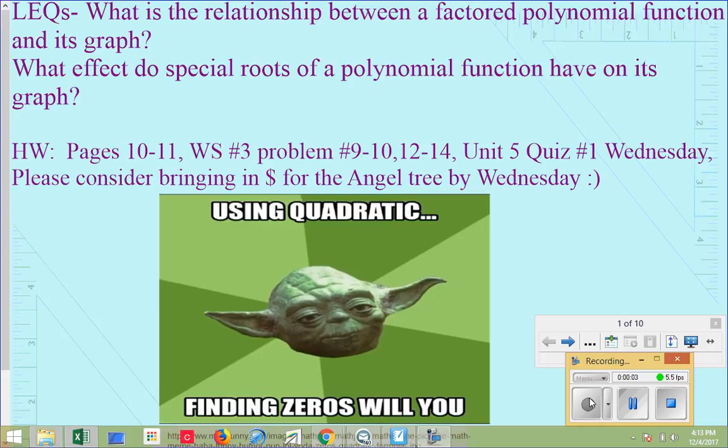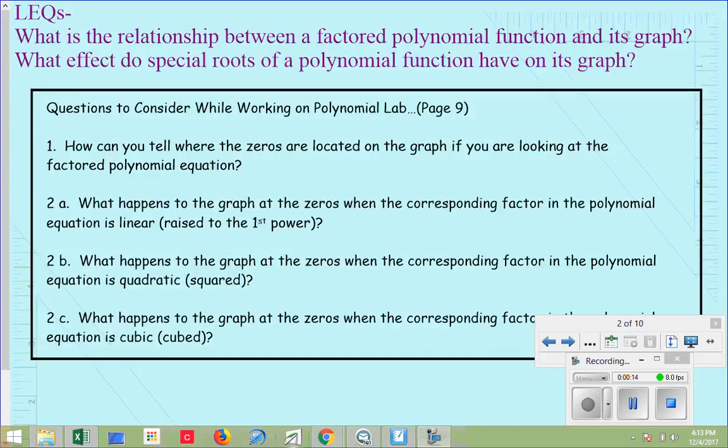Okay, this is day 4 of Unit 5. We started by just discussing the lab from last week, so the answers that we came up with to the questions. These are on the top of page 9. How can we tell where the zeros are located on the graph if you're looking at the factor polynomial equation?